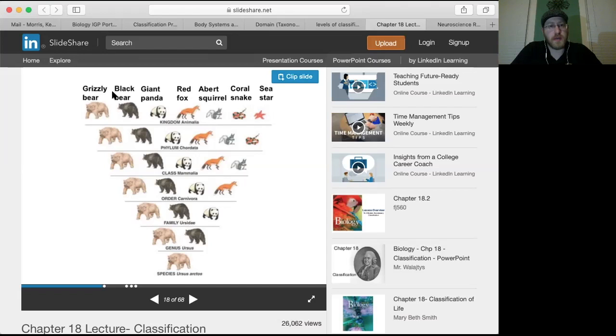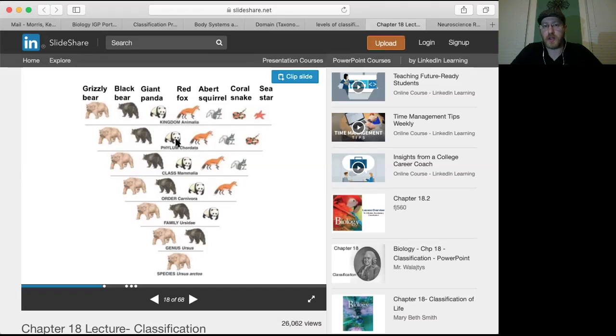This one starts out with the level of kingdom. Once again, I need you to go up to domain, but this gives a very clear example of how similar and how different some of these animals actually are. All of these animals fall under the kingdom of animal. But you look at all these: grizzly bear, black bear, giant panda, red fox, Albert squirrel, coral snake, and sea star. Then you go down to the phylum of Chordata.